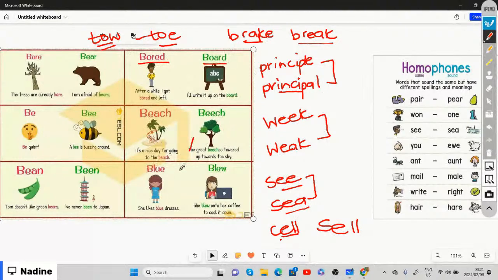And blue. Blue is the color blue, or when you are blowing something, right? Because your coffee was too hot and I need to blow it in order to cool it down. And then we have bean and been. Bean as in your green beans, like a little veggie. And been, it's like saying, I've been somewhere, right? Been to Japan, been to South Africa, I've been to Canada, that is been.